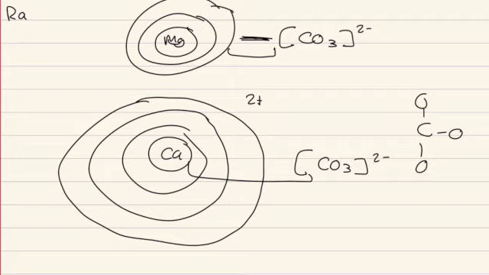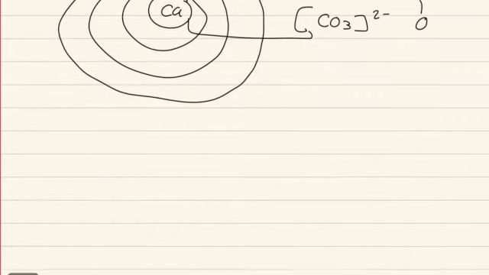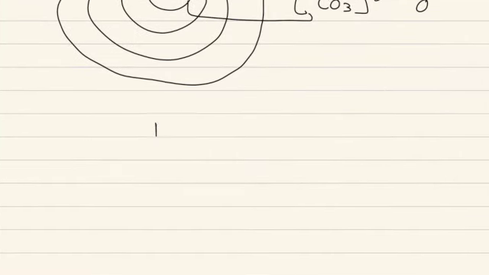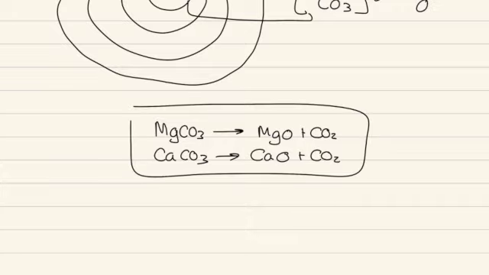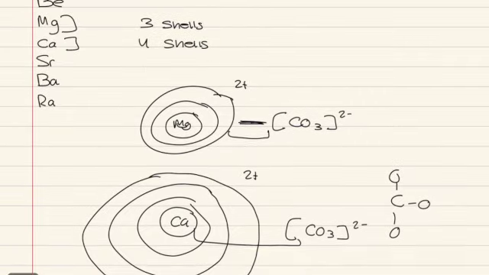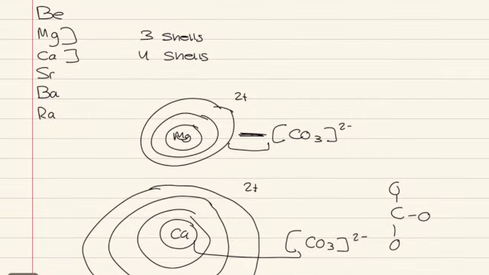Now let's talk about what they form. So it's pretty simple to remember. We just have the metal carbonate, MgCO3, and this thermally decomposes just to the metal oxide and carbon dioxide. So let's try this for calcium. Similar concept. It's not too hard.